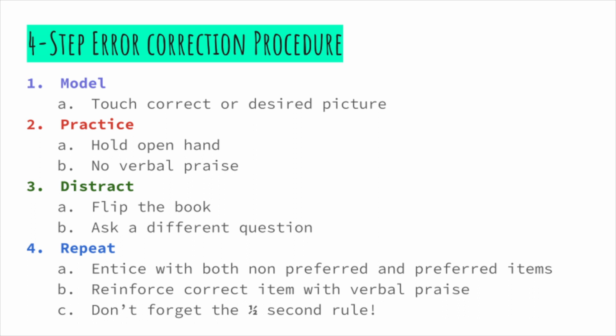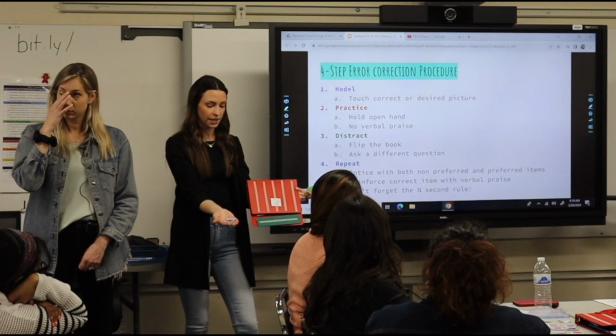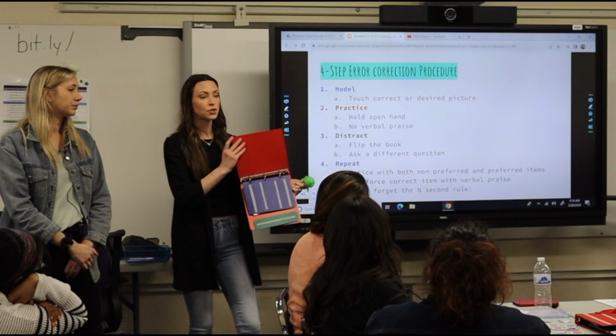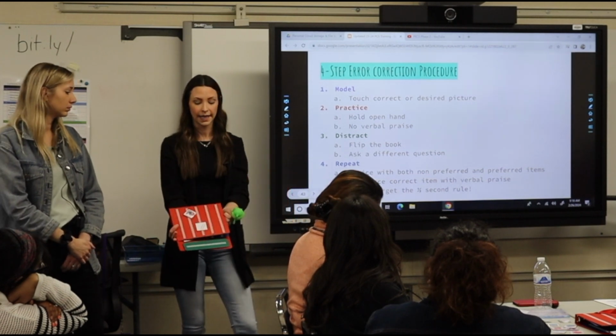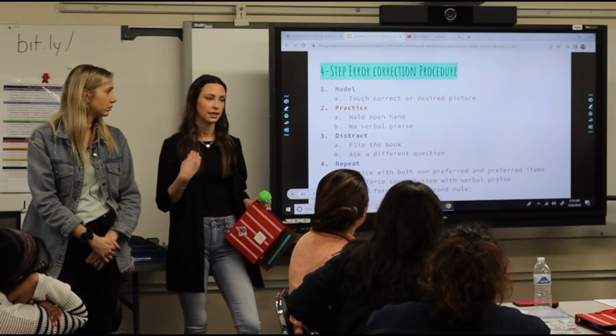We're going to entice with both. I have the squishy ball and the paper clip. They reach for the paper clip icon again. You cover it up. They hand you the squishy toy icon. You keep doing that. You distract. You try to get them to do it and pick it again. And that 4-step error correction just keeps going until they get it.